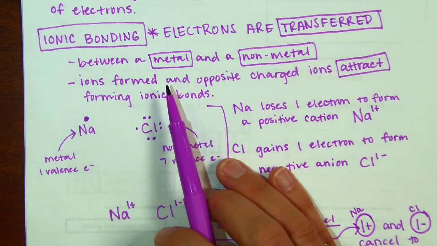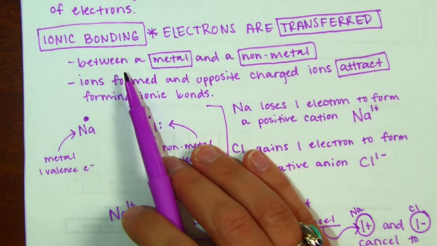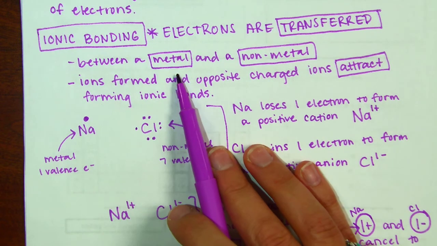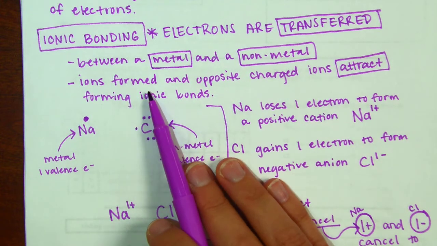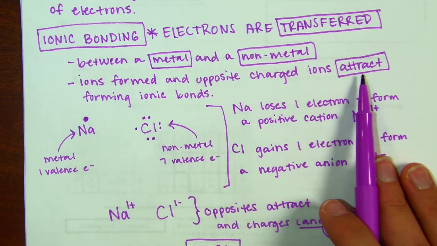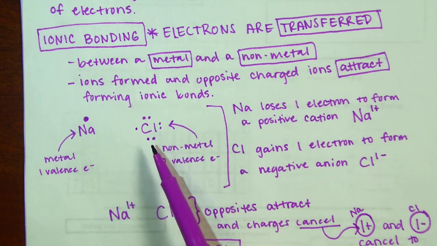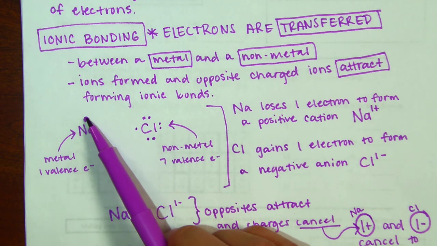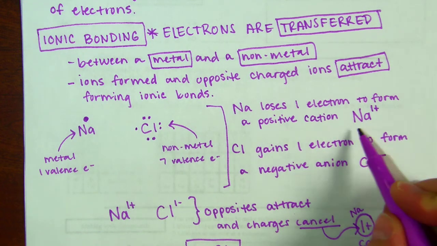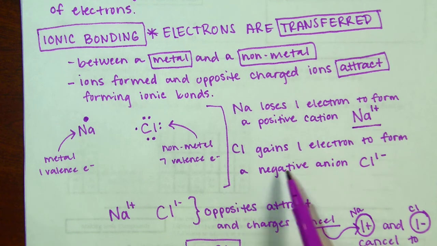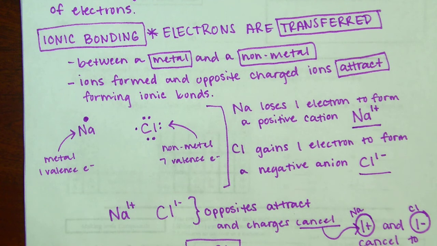I wanted to quickly just review ionic bonding and what we learned over the last couple days about forming ions. So remembering that ionic bonding is between a metal and a nonmetal. Electrons are transferred, ions form, and oppositely charged ions will attract to form ionic bonds. A prime example of that would be sodium and chlorine. That one valence electron for sodium is transferred to chlorine. So sodium loses one electron to form a positive cation, Na1 positive. And then chlorine gains that electron to form a negative anion, Cl1 negative.